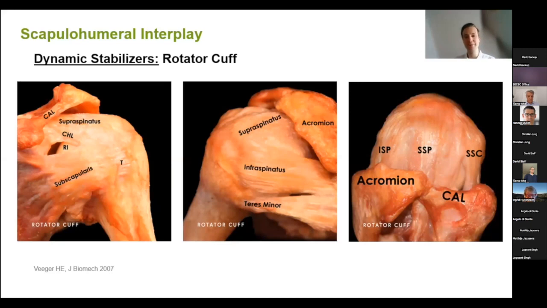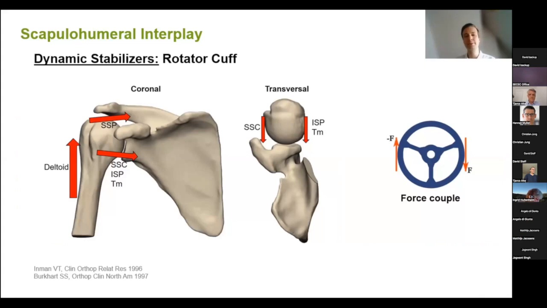It is the line of pull that is rather important than the exerted moment, as it directs and pushes the humeral head into the glenoid fossa. So to center the humeral head in the glenoid fossa, a balanced force couple of the rotator cuff is necessary.